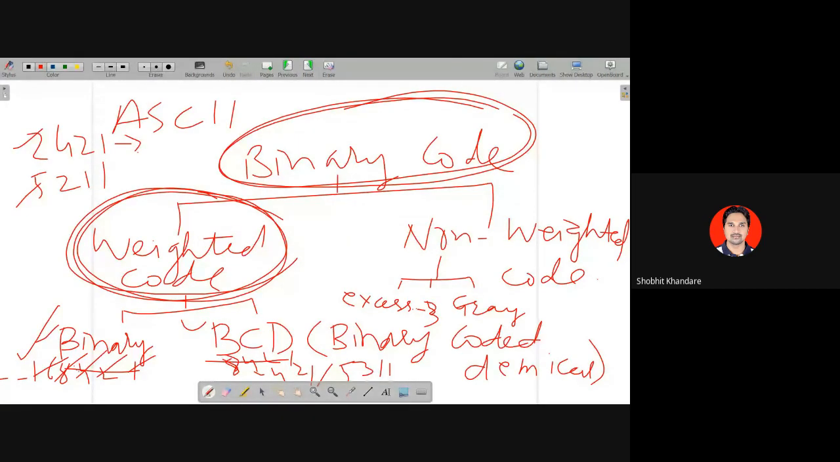Sir, in BCD 5311, why can't we write 5 as 0 1 1 1? Wait, you are saying 5211? No, 5311. Let me write 5311 here. When we go from the back, we can write 1 2 4, yes. So whenever you go from this side, you encounter this one first, then this one first, then 3. So if 3 plus 1 gives you 5, then it is 0 1 1 1. Yes, this is right.